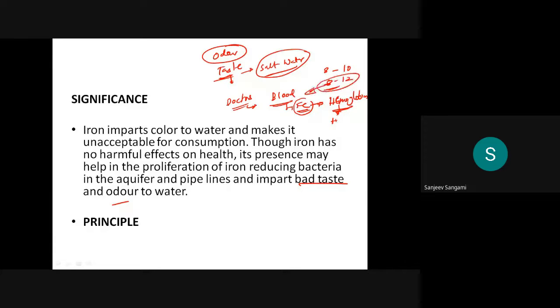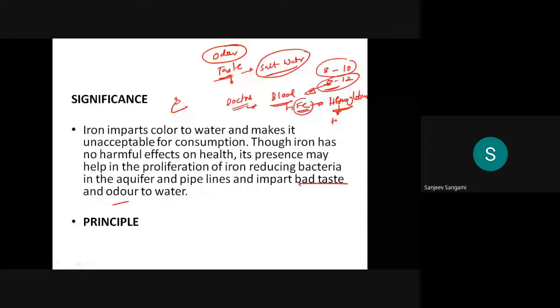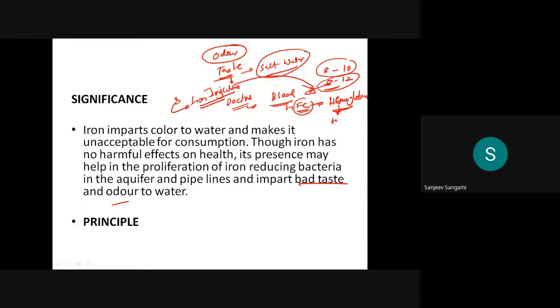If it goes below 10, we can say it is iron deficiency, a moderate iron deficiency. If it goes below 8, then the doctors will go directly for iron injections to increase the hemoglobin content. Normally the iron injection concentration is 100 milligram per liter, just imagine that. The limit is 0.3 milligram per liter, but the iron injection concentration is 100 milligram per liter. Why are they directly giving iron injections?